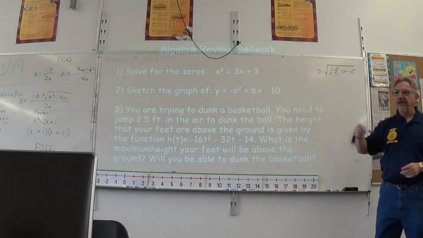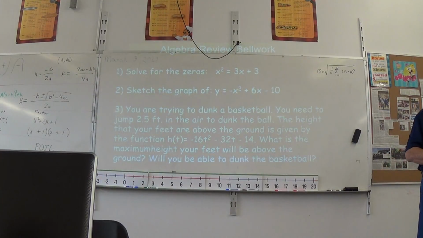Okay, so the first one here, solve for the zeros. I got to -3 plus or minus square root 32. It'd be negative 3. So, what's the first thing you have to do?